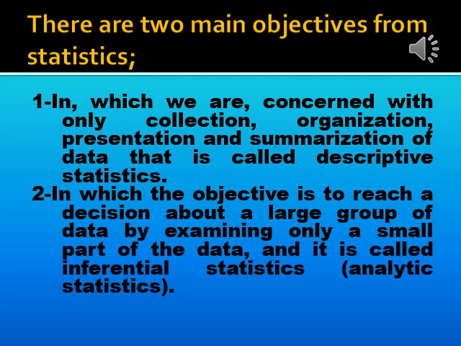We have two main objectives from statistics, from the definition. The first one is concerned only with collection, organization, presentation, and summarization of data. This is called descriptive statistics. The second one is to reach a decision about a large group of data by examining only a small part of the data, and this is called inferential statistics, or analytic statistics.